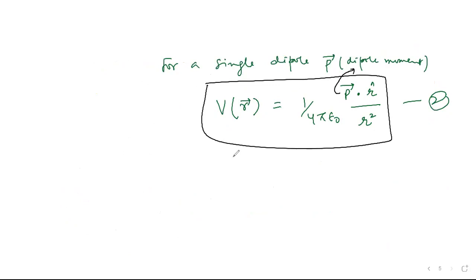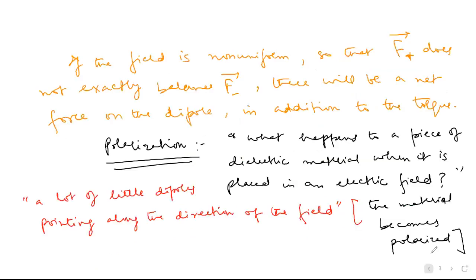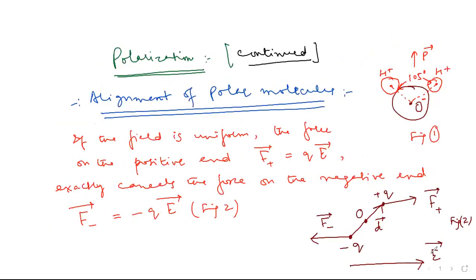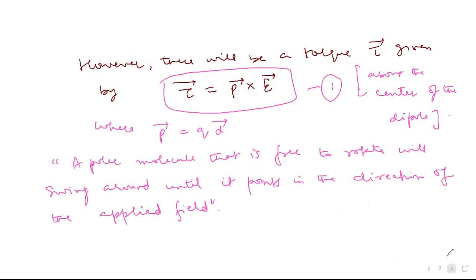And one more thing, I have written two kinds of R's. This R inside this bracket locates the point at which we are finding the potential. This R is the distance from the dipole to the point in question. And this R cap is a unit vector in the direction of this R, right? Let me show a figure. We have used figure 1, figure 2, so that will be figure 3.